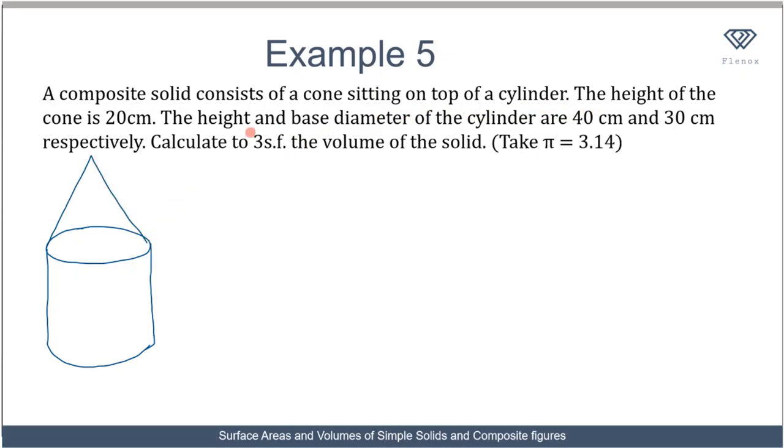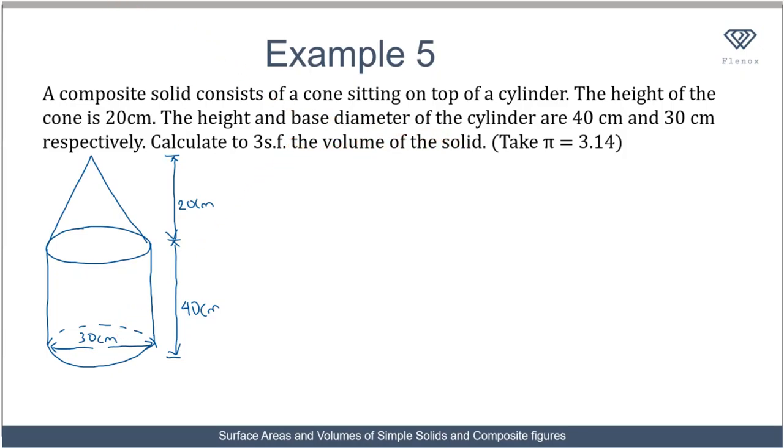So now the height of the cone is 20 cm. We are told that the height of the cone is 20 cm. And the height and base diameter of this cylinder are 40 cm and 30 cm respectively. So the height of the cylinder is 40 cm, and the base diameter of the cylinder is 30 cm. So the question now asks us to calculate to three significant figures the volume of the solid.